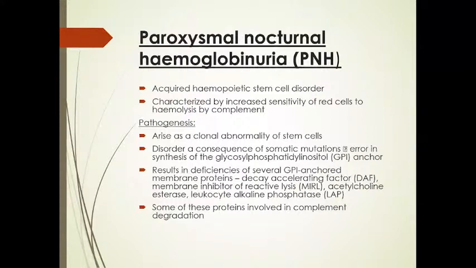And so it makes these cells, it's not just the red cells because it's a stem cell, the neutrophils, even your platelets, more sensitive to lysis by complement. These proteins that are usually anchored by this GPI protect your cells against destruction by complement that's around. But because they're not there, we've got this increased sensitivity, and so we get hemolysis because of complement. For some reason, my slides are really cheap.